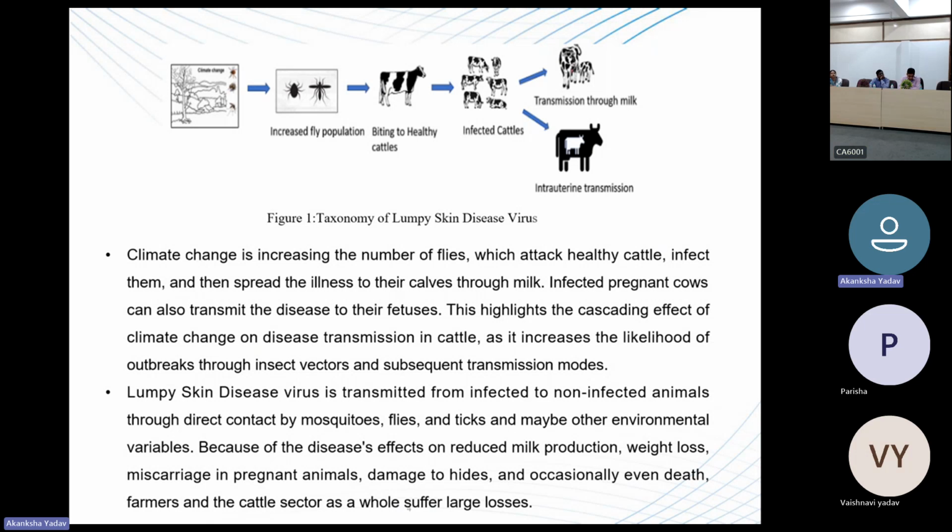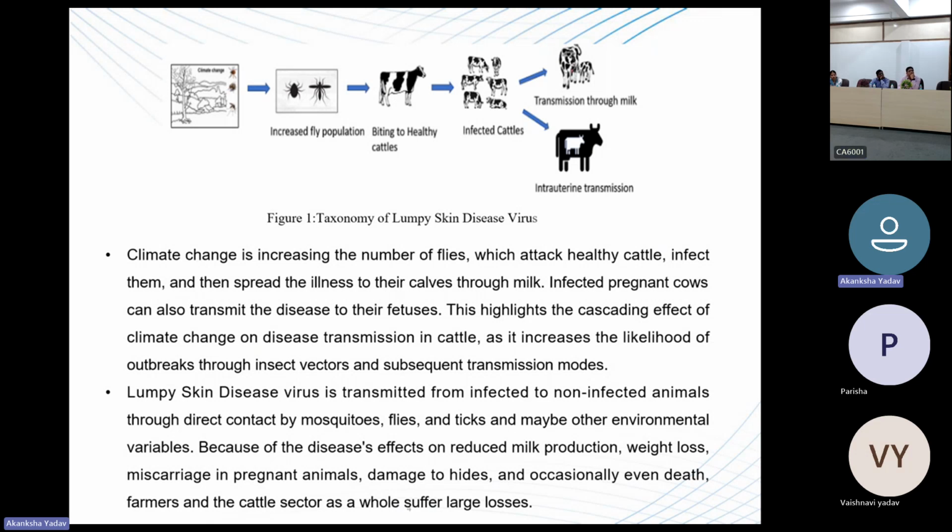This highlights the cascading effect of climate change on disease transmission in cattle, as it increases the likelihood of outbreaks through the insect vector and subsequent transmission modes. Lumpy skin disease virus is transmitted from infected to non-infected animals through direct contact, by mosquitoes or flies and ticks, and maybe through environmental variables.